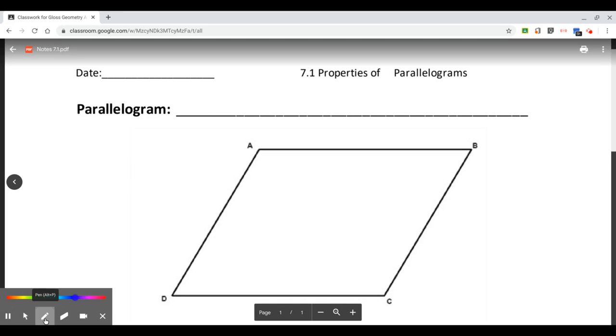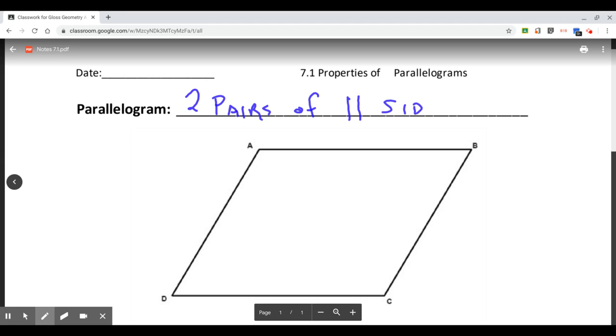I would like to show you guys some properties of parallelograms. In this video, I'm specifically going to talk about opposite sides, but let's take a look at the parallelogram. First, it's a quadrilateral with four sides, and more specific, it's a quadrilateral that contains two pairs of parallel sides.